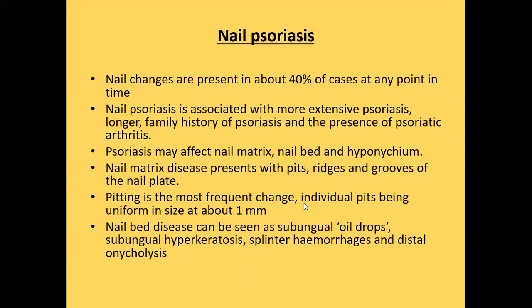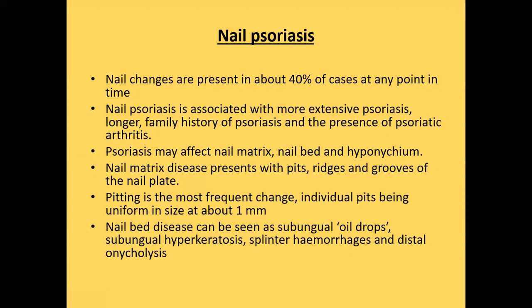Nail psoriasis. Nail changes are among the commonest changes seen in patients with psoriasis and are seen in up to 40% of cases. Nail psoriasis is associated with more extensive psoriasis of longer duration, with family history and presence of psoriatic arthritis. Psoriasis may affect the nail matrix, the nail bed, or the hyponychium. If psoriasis involves the nail matrix, then it may present as pits, ridges, and grooves of the nail plate.